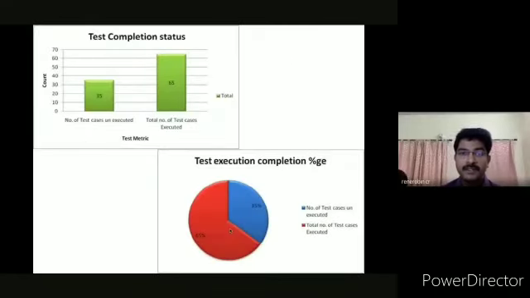As a test lead, as a test manager, I have to generate a report. From these two calculated metrics, I can generate a report in the form of a chart. Either I can go for a pie chart or a bar chart. This is a pictorial representation of the calculated metrics which we have derived. In this way you have to present it to your management.